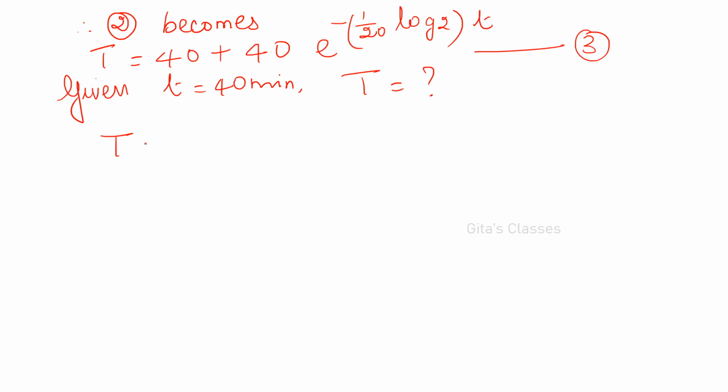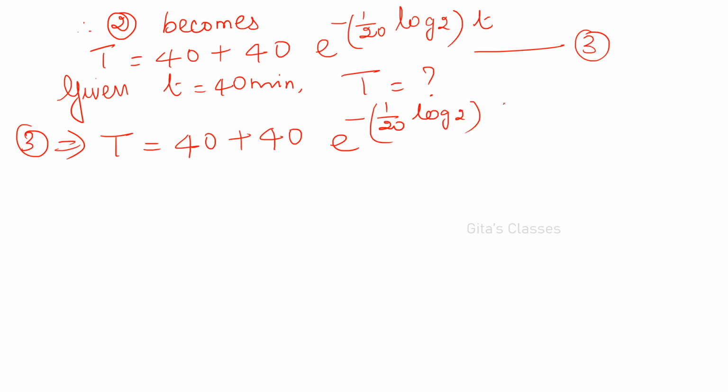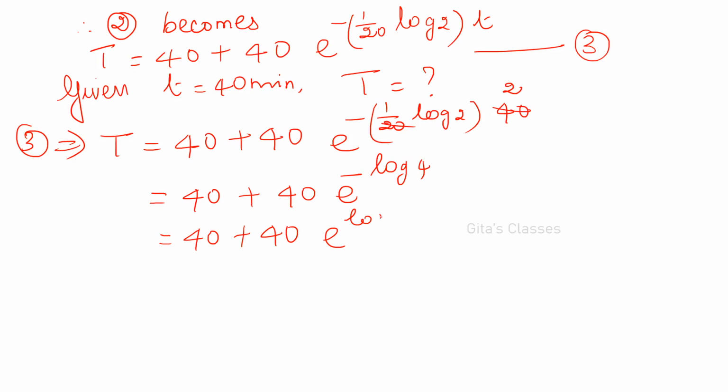Okay. So equation 3 becomes 40 plus 40 into e power minus 1 by 20 into log 2 into t is 40. So this 20 and 40 will get cancelled. It is 2, which is equal to 40 plus 40 into e power minus log of 2 squared. So it will become log 4. E power minus log 4, or log of 1 by 4 you can write. This is 40 plus 40 into e power log of 1 by 4.